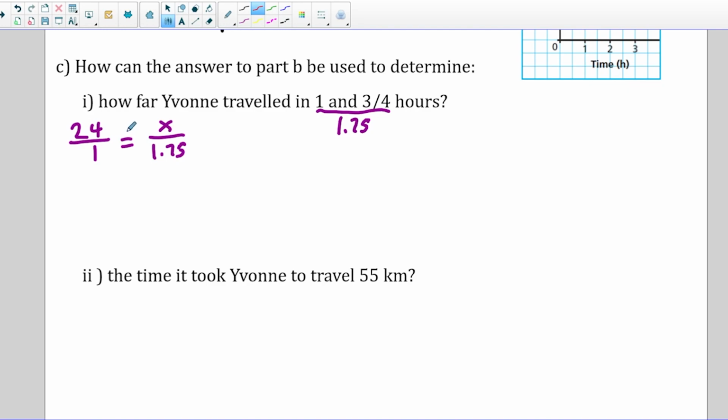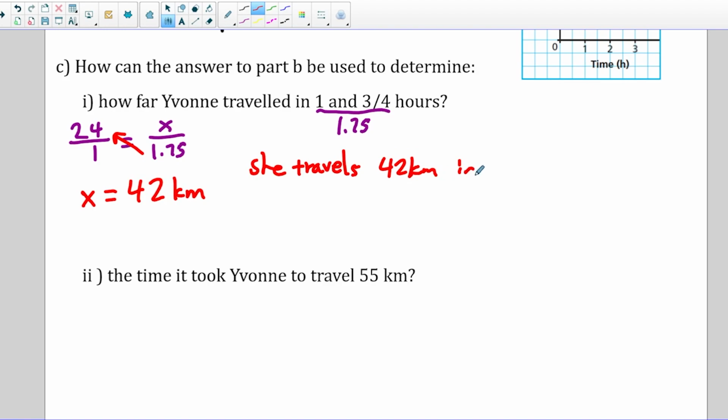To solve this proportion, I'm just going to multiply the 1.75 with the 24. You can cross multiply the 1 and the x, but we don't need to, because once we do this, we have already isolated x, and whenever you multiply something by 1, nothing changes. We will end up with x is equal to 42, or in this case, 42 kilometers. So she travels 42 kilometers in 1 3/4 hours.